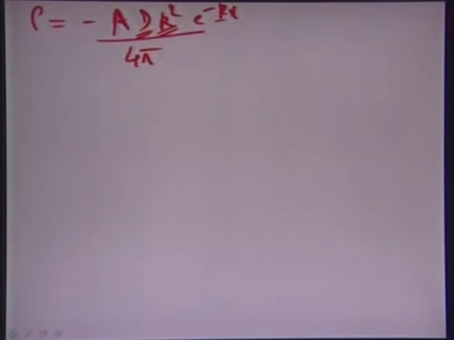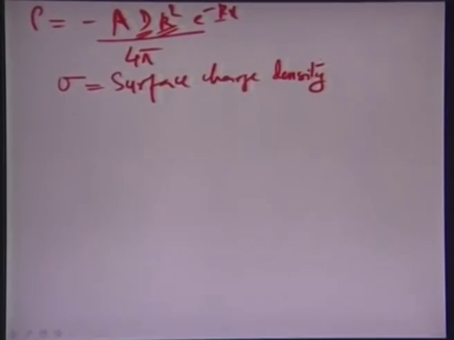Now if you assume sigma to be the surface charge density of an electrode, the relationship between sigma and rho would be sigma equals minus the integral of rho dx, where x varies between a and infinity. One thing I would like to illustrate is how this equation comes out: from the principle of electrical neutrality, the charge on the surface of the electrode should be equivalent to the total amount of charge in the volume of the solution which forms an interface with this particular surface.